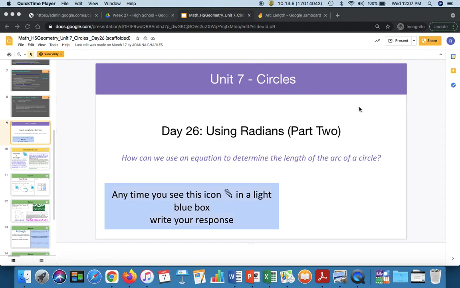Hi, this is Roman, and today we're going to be going over Unit 7 on circles, Day 26, using radians, Part 2, with a focus question here of how can we use an equation to determine the length of the arc of a circle. So I'm going to be modeling questions in Jamboard.